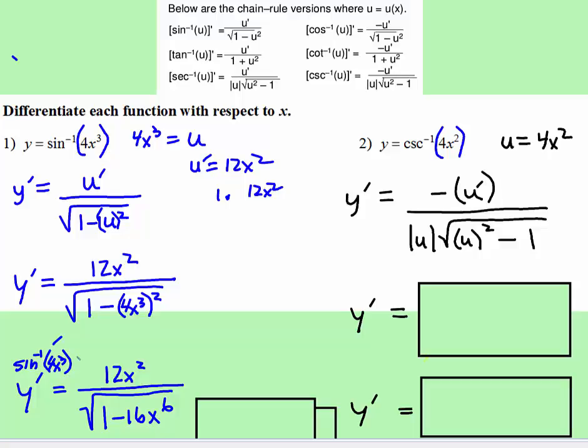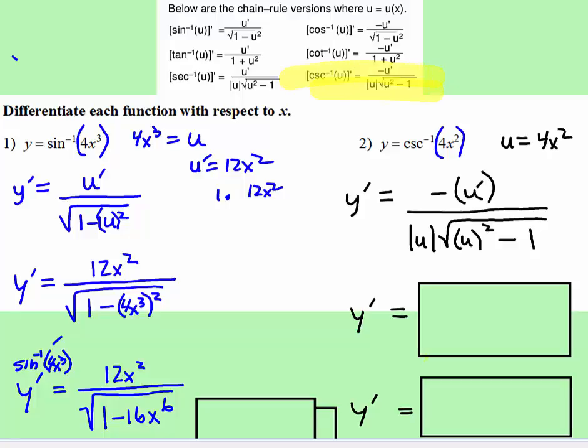All right, now we're going to do cosecant. And if you notice up here, before I get started on cosecant, sine and cosine have almost the exact same derivative, but there's a negative sign in front. Tangent and cotangent, same thing. There's just a negative sign in front. And secant and cosecant, same thing. So not too difficult.